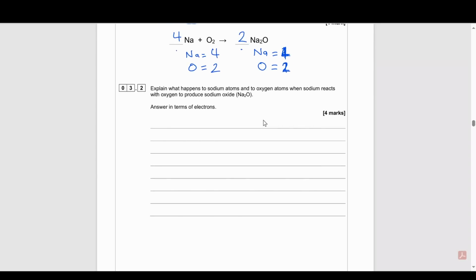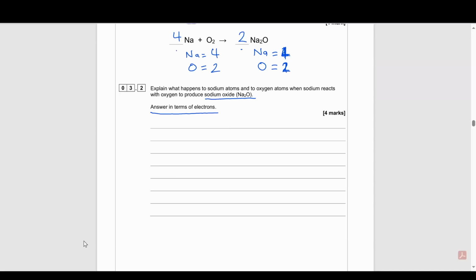(3.2) Explain what happens to sodium atoms and to oxygen atoms when sodium reacts with oxygen to produce sodium oxide. Answer in terms of electrons. 4 marks. So we have to think about this reaction between sodium and oxygen. Well, we're making a compound, sodium oxide. We need to think about what type of bonding would be in this compound.